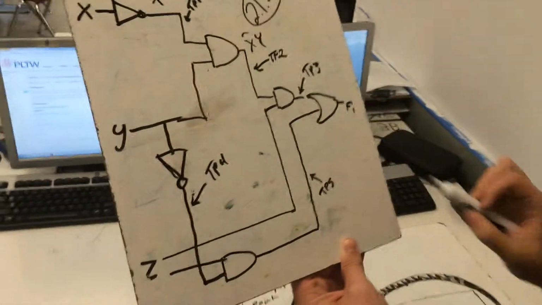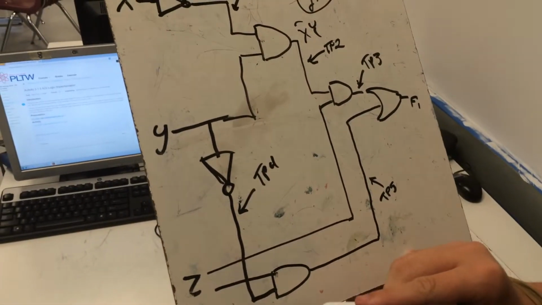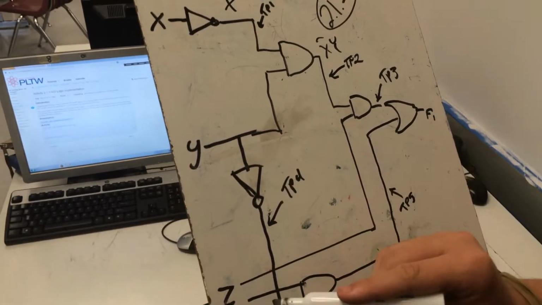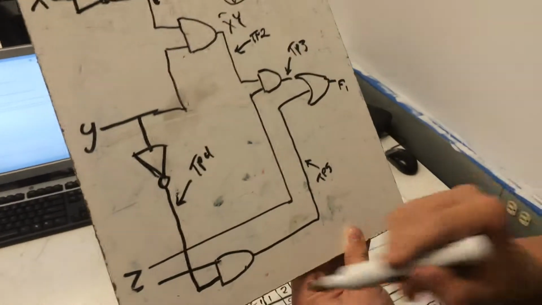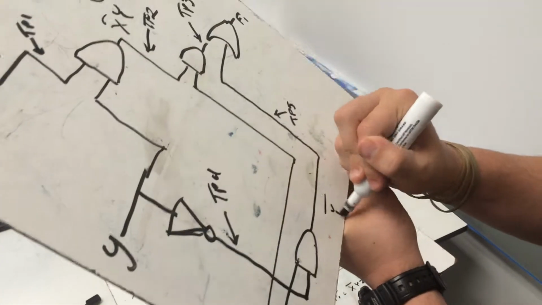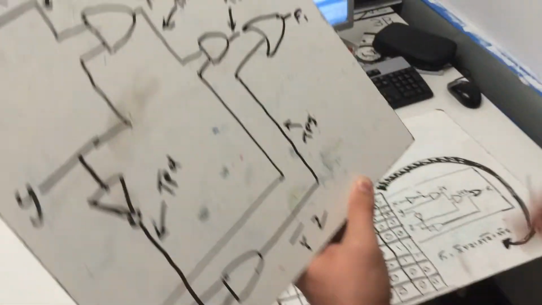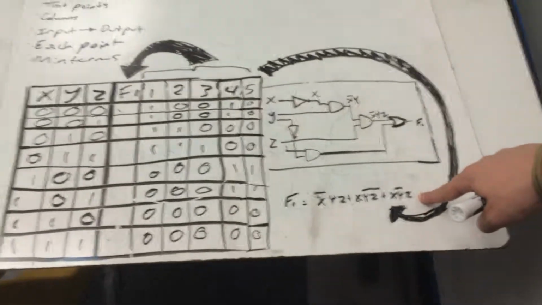Alright? Next point. We're going to go through here. What's going on over here with this gate? You need z and not y, correct? So not y and z. And then this, you automatically get a 1 right here. So that's this point right here.